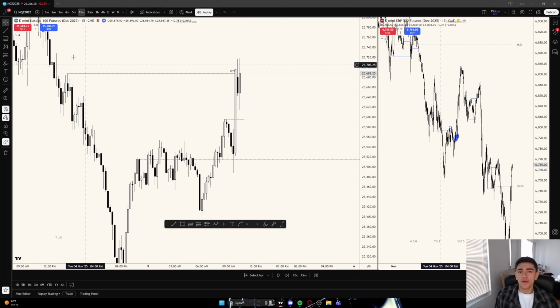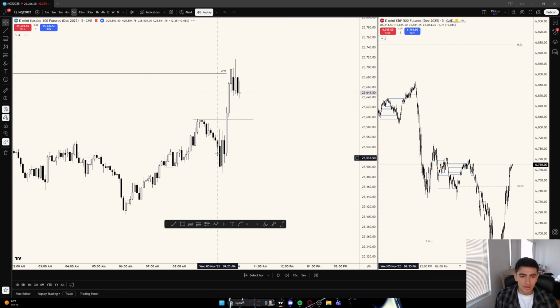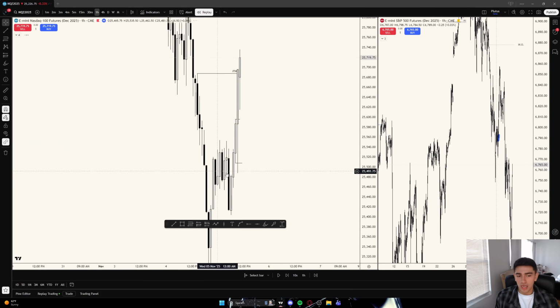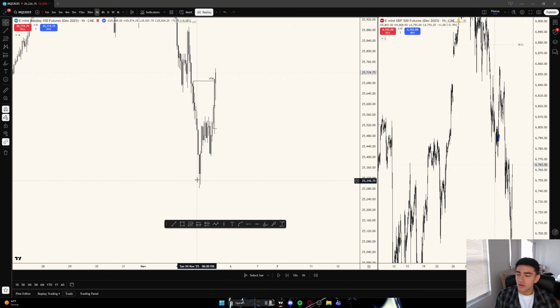Right? Now, all you're doing is just waiting for everything to align. Right? See how everything aligns here? Everything, you're tapping into the gap. You're sweeping this hourly low. We're going to go to the hourly high. We came to discount of the dealing range. It's near continuation.